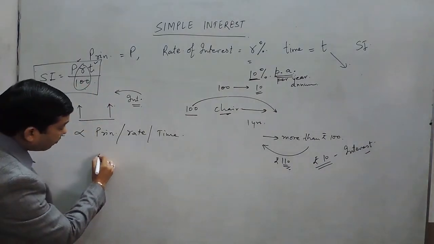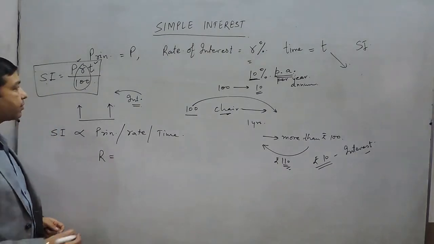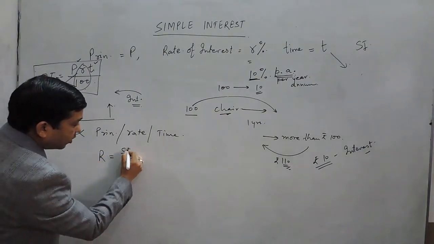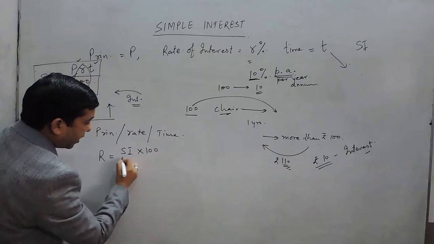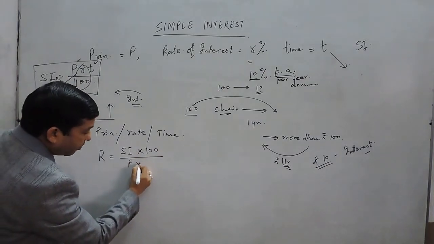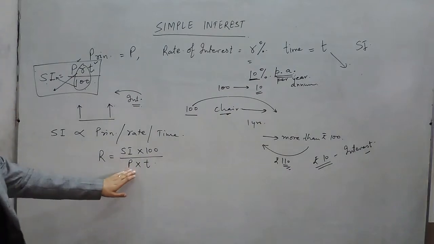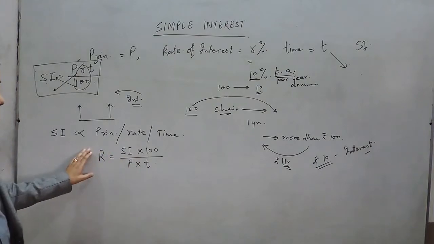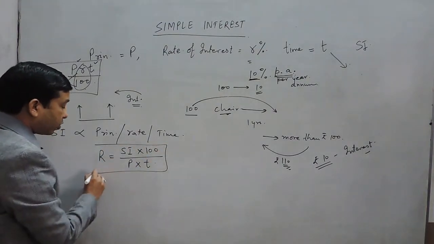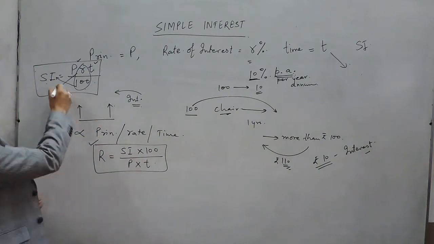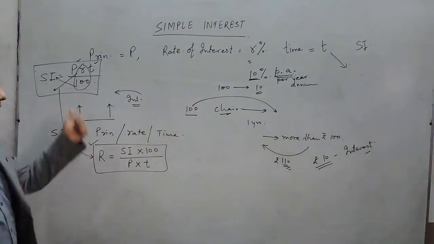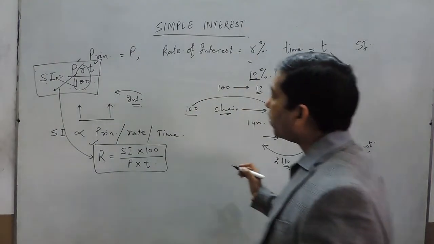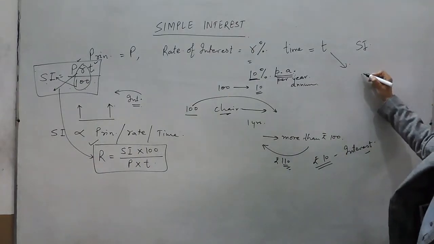If I want to find out the formula for rate of interest, we can cross multiply in this. The formula becomes: rate of interest is equal to simple interest multiplied by 100 upon principal multiplied by time. In the same way I can calculate the formula for principal, for time, or for the rate. These are the formulas which we have derived from the same formula, and we can see this in our chapter on formulas.